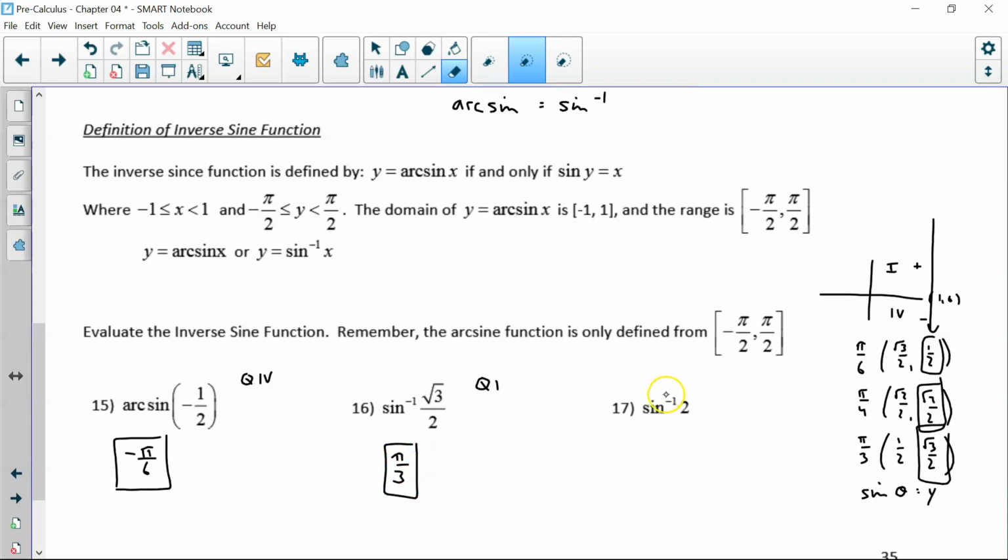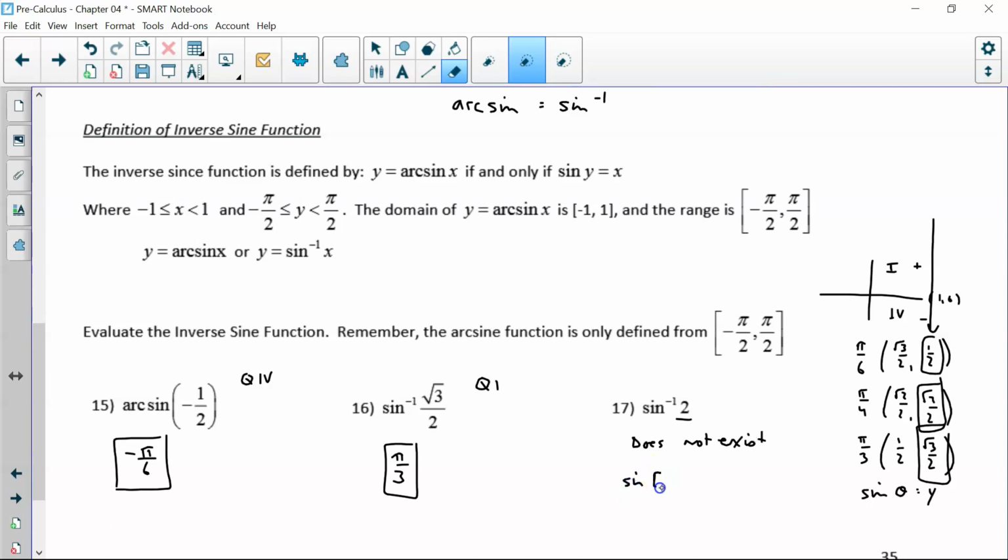Now the last one, the sine inverse of 2, or the arc sine of 2. Now our range, our outputs for these, we're never going to get to 2. In the unit circle, the highest point we get to is 1. It's outside of the range, so it doesn't exist. We can't take the inverse sine of anything greater than 1 or less than negative 1. It has to be between that. It's outside of the range.